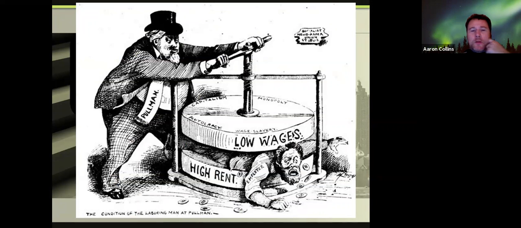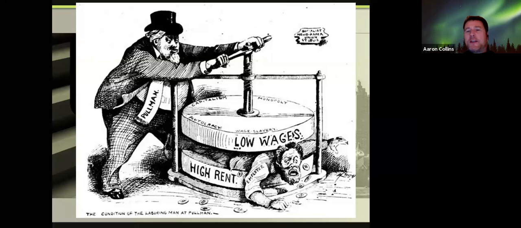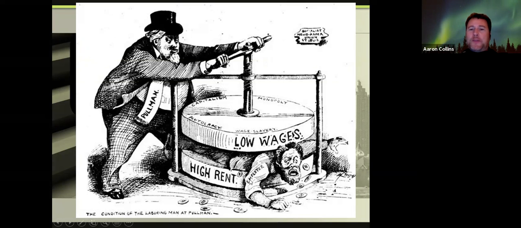Now here's another one. This guy, his name is Pullman. And I remember Pullman because there was this factory that had strikes, labor union problems. And the employee is being squeezed between high rent and low wages.